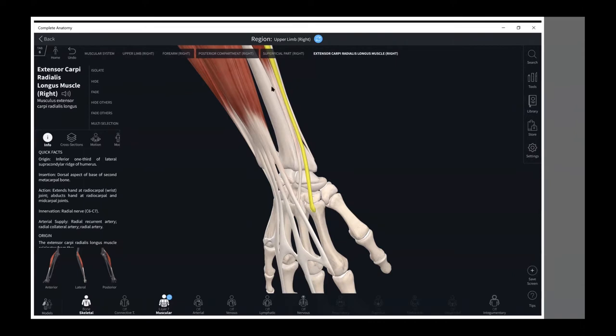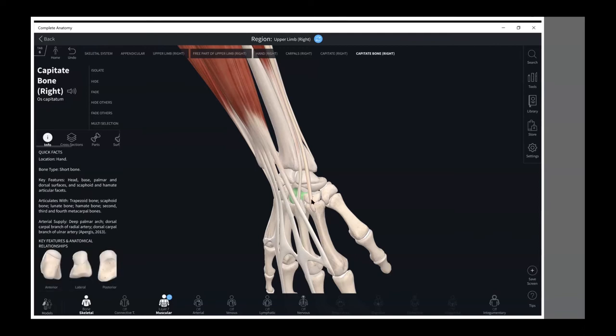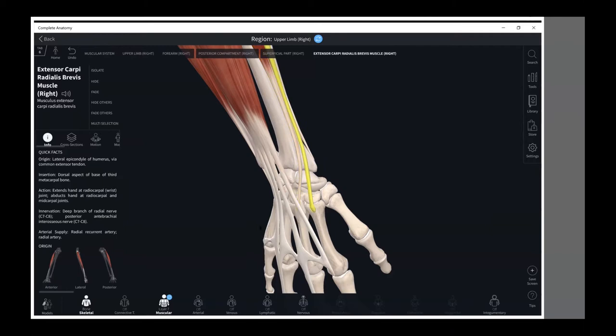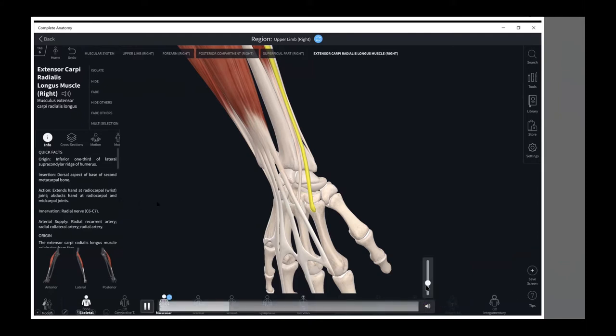When we get to ECRB, we'll see that it attaches right here into the third. Okay, but back here. So here, our action is extending the hand at the radiocarpal joint and abducting the hand at the radiocarpal and midcarpal joints. So that motion, with a little radial deviation, a little extension, resisting those, lets us identify that musculature itself. Okay, so innervation is the radial nerve, C6, C7.